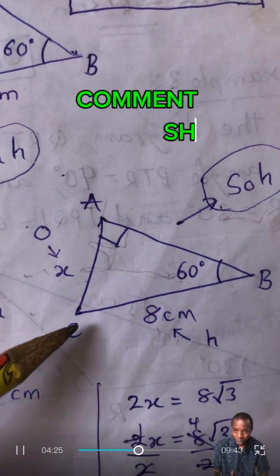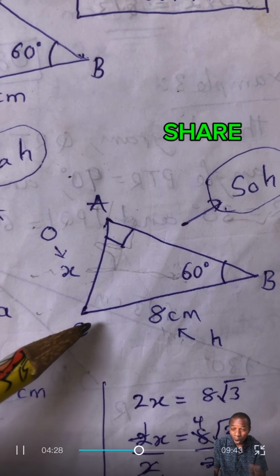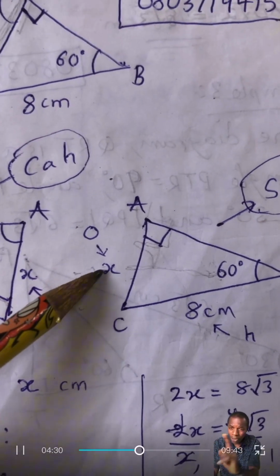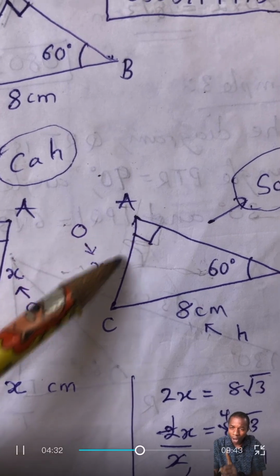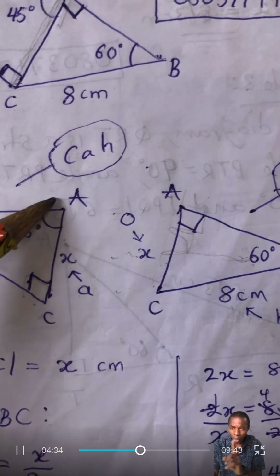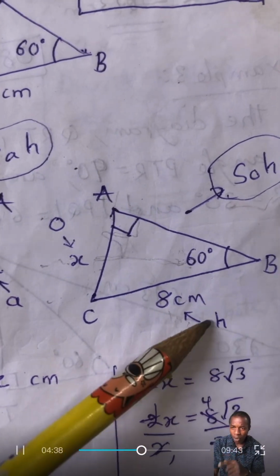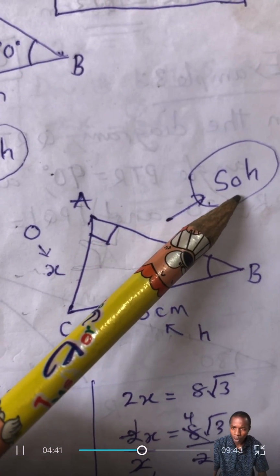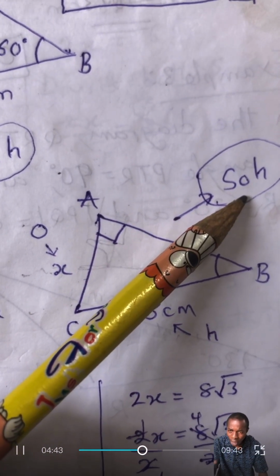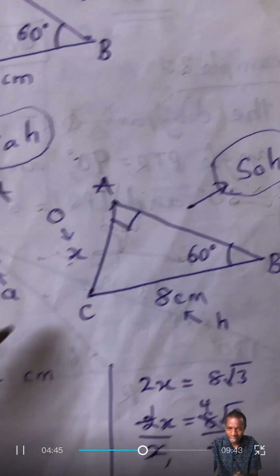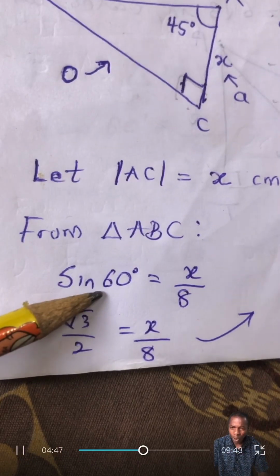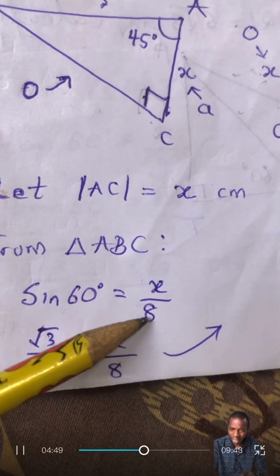Like I advised you, always find the value of the common side. The common side is that x. Our x is opposite, which is O. Our 8 centimeters is the hypotenuse, which is what? H. So OH, you can get that in SOH. We are making use of sine to find the value of x. So we have it here: sine 60 degrees is equal to x over 8.